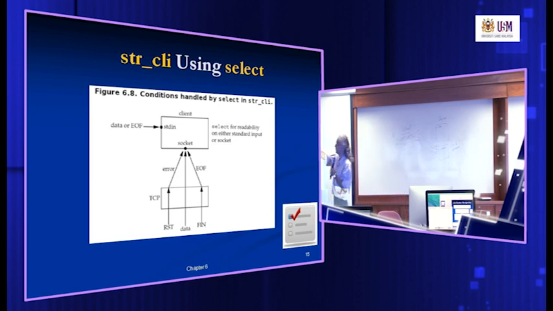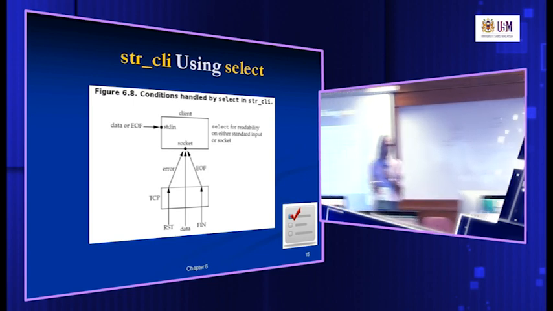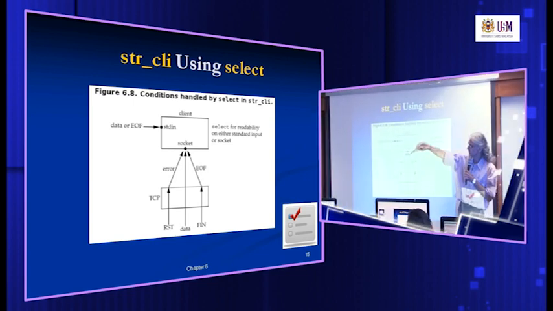So from the standard input, from the user side, either you send data or send end of file. That's the end. From the socket, a few things. Either data is coming in from the server, or the server closes and sends a FIN packet, saying that it wants to terminate the connection. Or the server replies with a reset. That means something has gone wrong: the server has gone down and doesn't recognize the connection anymore. So there are three possibilities here.